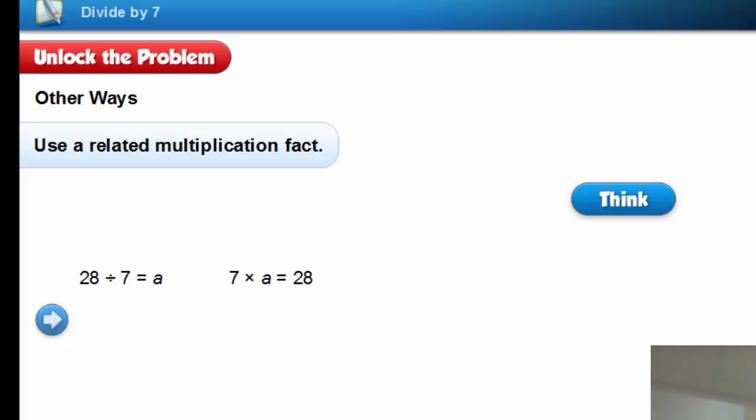Alright, let's look at some other ways that we can solve this problem. We can use related multiplication facts. We are looking at 28 divided by 7 equals an unknown number. So we can think, 7 times what number equals 28? What number completes this multiplication fact?